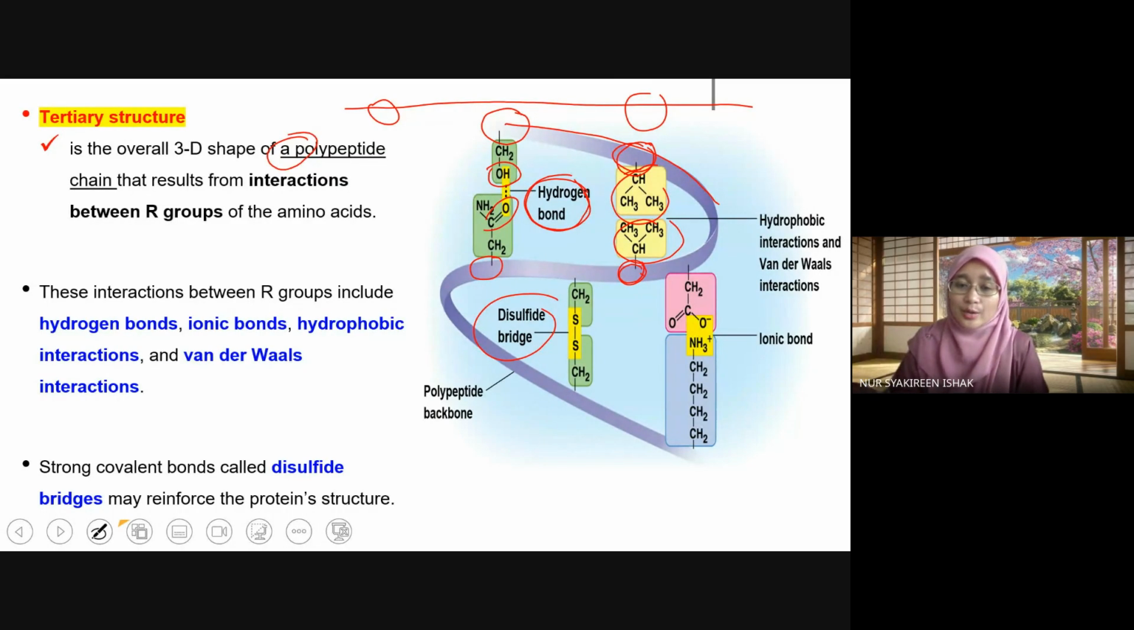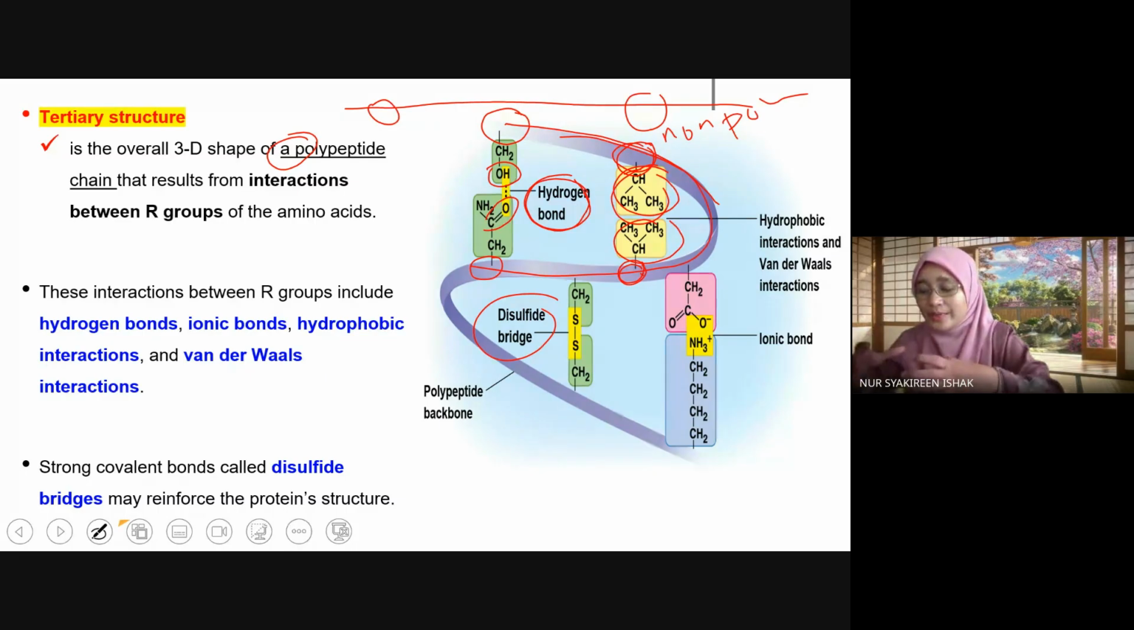And another thing that you have to take note, for the amino acid that has hydrocarbons as side chains, they are non-polar, kan, ataupun hydrophobic. You look at the structure of the protein, kan, hydrophobic, maksudnya apa? Dia tak suka air. It does not attract water molecule. So the position of this hydrophobic interaction will be isolated from the water. It will be maybe, for example, within the structure of the molecule that is away from interacting with water molecule. Okay.